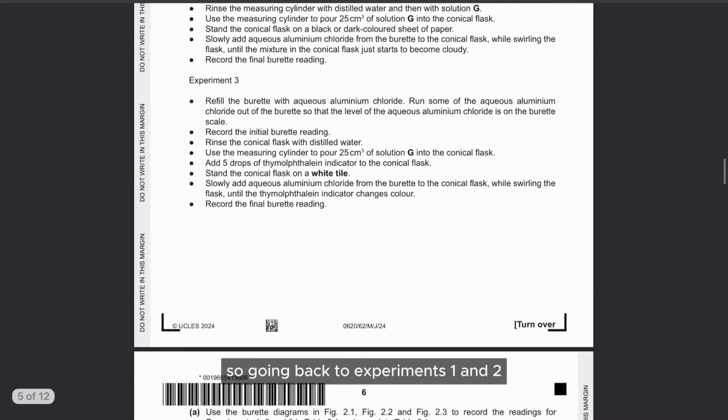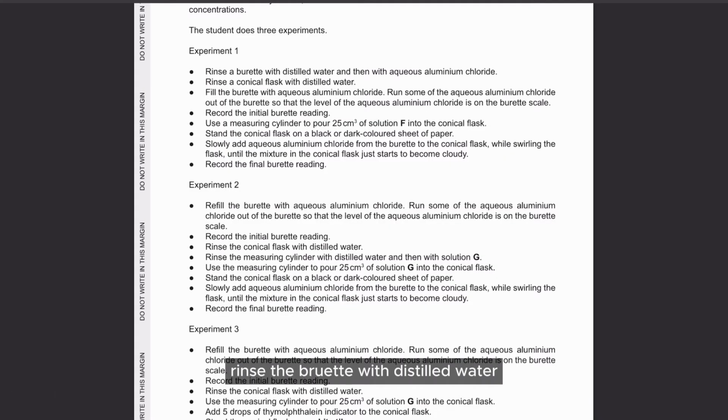So going back to experiments 1 and 2, rinse the burette with distilled water and then with aqueous aluminum chloride. Rinse the conical flask with distilled water. Fill the burette with aqueous aluminum chloride. Run some of the aqueous aluminum chloride out of the burette so that the level is on the burette scale. Record the initial reading. Use a measuring cylinder to pour 25 cm³ of solution F into the conical flask. Stand the conical flask on a black or dark colored sheet of paper. Slowly add aqueous aluminum chloride from the burette to the conical flask while swirling the flask until the mixture in the conical flask just starts to become cloudy.